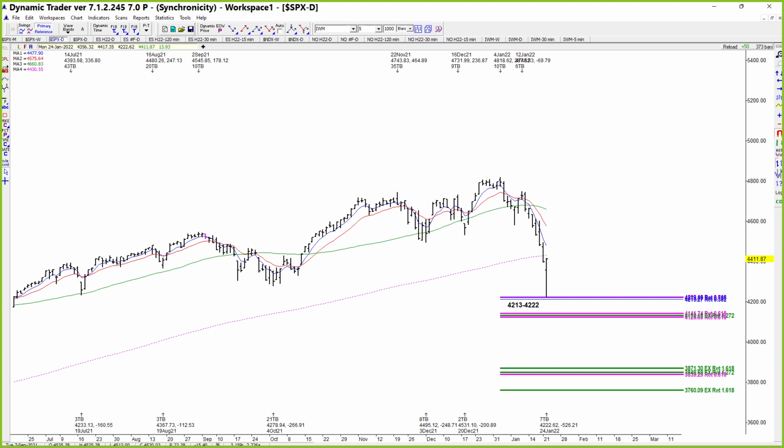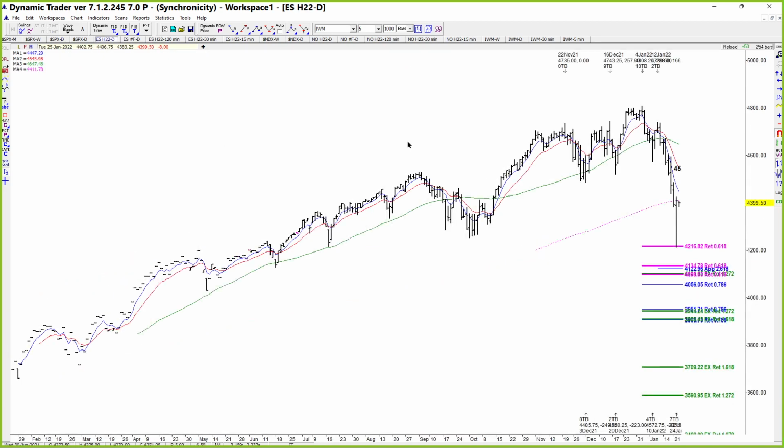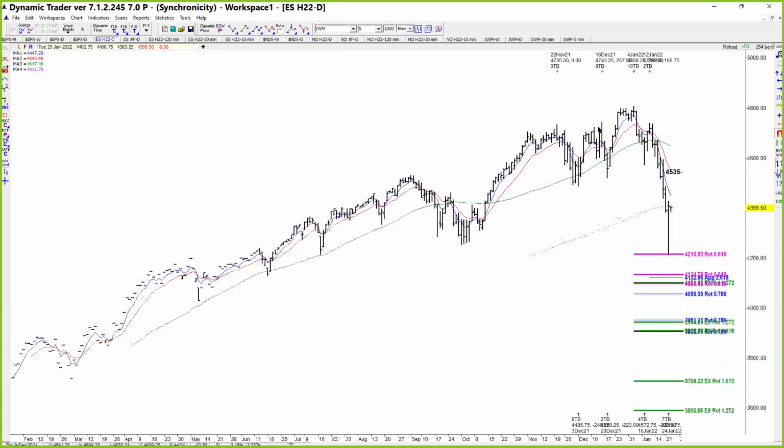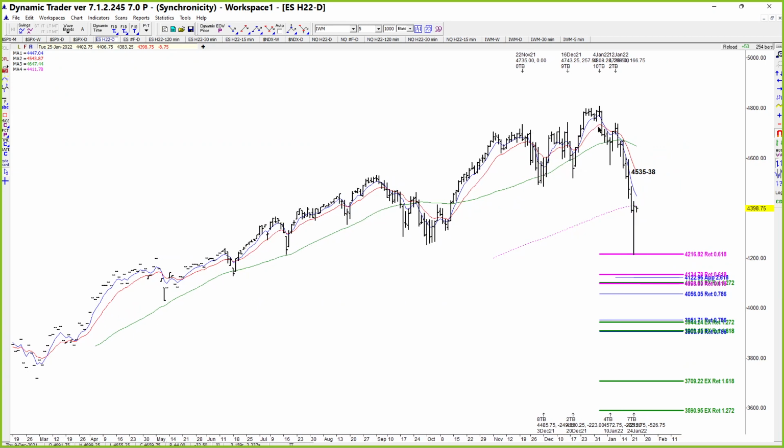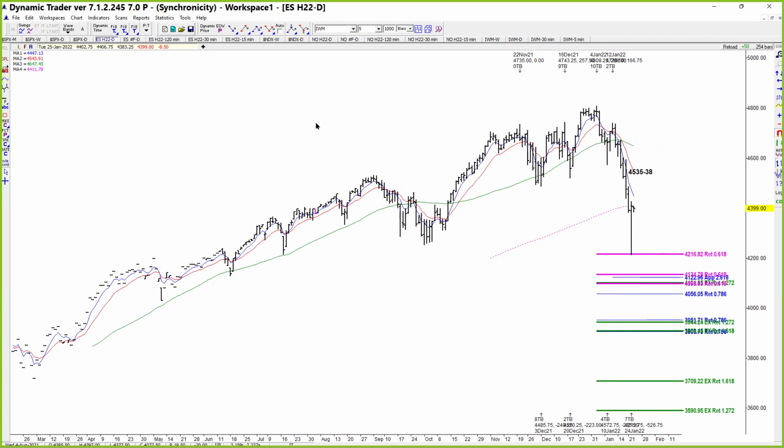Okay, let's see. Helen, the fact that there's both the daily timing and the intraday timing makes me think that we'll at least get a couple of days of rally. You still have to be prepared for that possible failure because we are looking at lower lows and lower highs, and also where the moving averages are at.